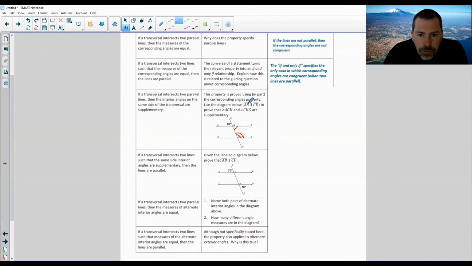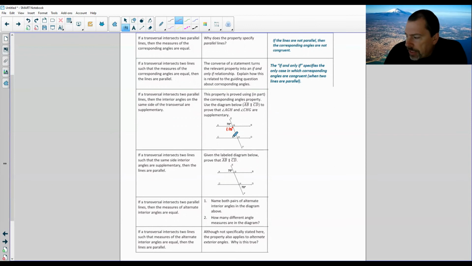Use the diagram below. AB is parallel to CD. Prove that angle AGH and angle CHG are supplementary. So now they're just talking about the side on the left here. And in order to do so, this is a straight line, so this angle plus this angle has to add up to 180 degrees. So this angle is 110 degrees because 70 plus 110 is 180. This angle and this angle are vertical, so that's 70. So that also proves that's 110.